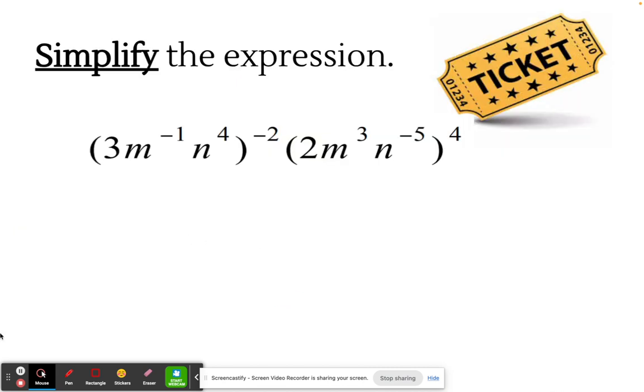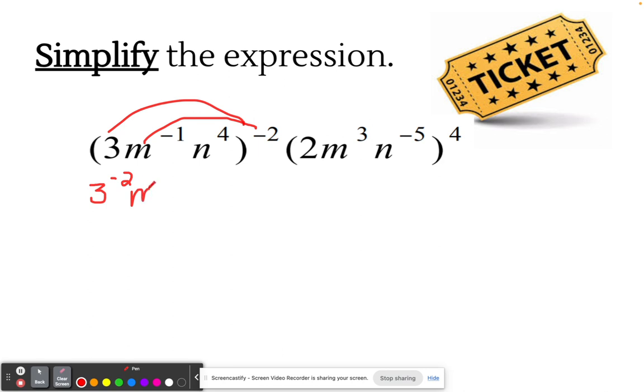Let's try one more simplifying. See how we can do on this one. Okay, I'm raising 3 to the negative 2 power. It's so easy to lose track and forget to do one. 3 to the negative 2. Have m to the negative 1 being raised to the negative 2. Negative 1 times negative 2 will give me m to the positive 2.